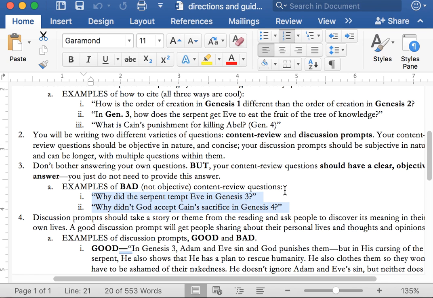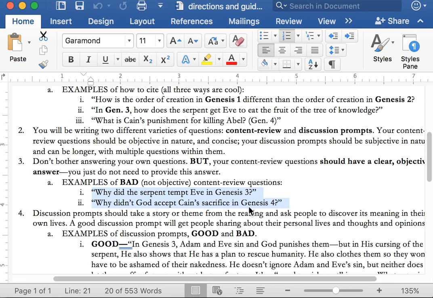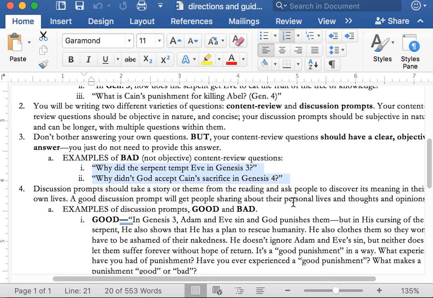A good question for content review would be things like, for Exodus, why was Moses as a baby put into a basket in the river? Or, yeah, like what was different about the 4th plague as opposed to the previous 3? It takes a lot of good comprehension of what's happening in order to answer that question, but also to even ask that question.